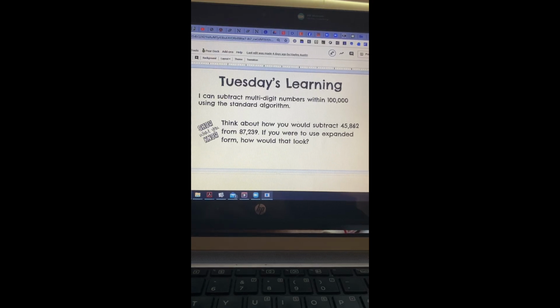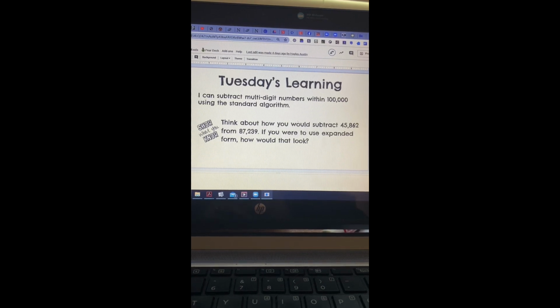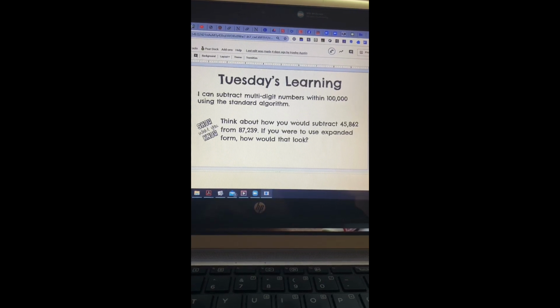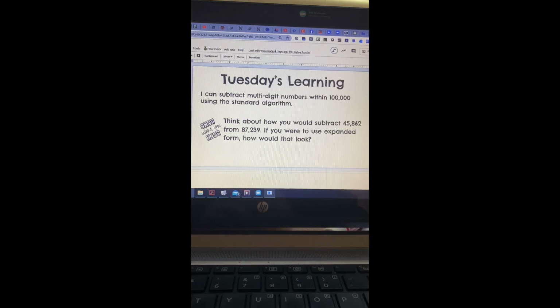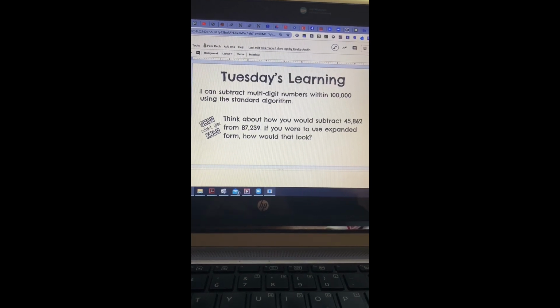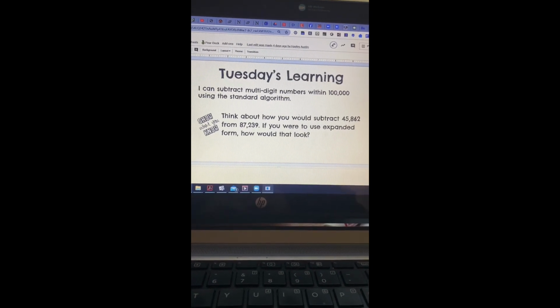You might want to even go ahead and take a moment to try doing that on your paper. Subtracting 45,862 from 87,239. Go ahead and try that out.